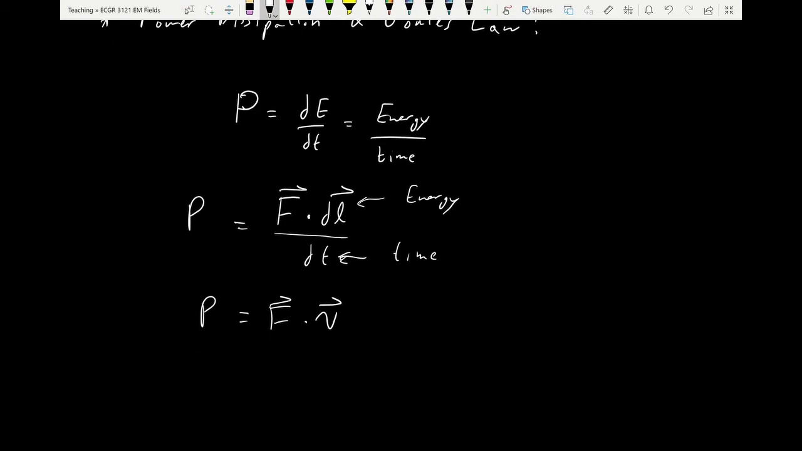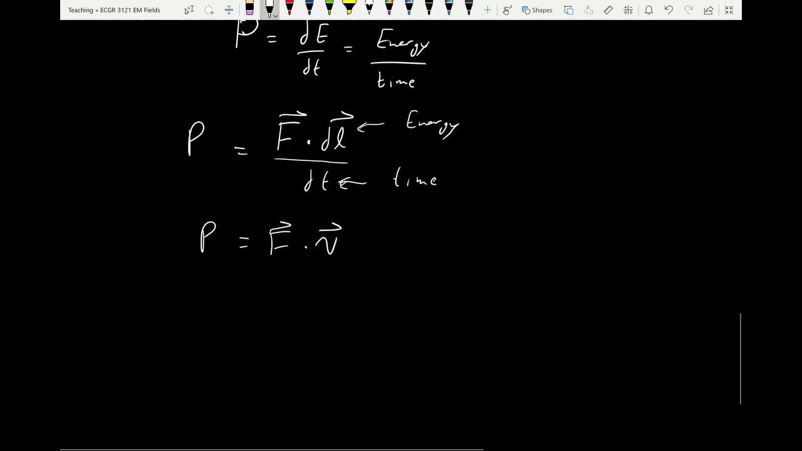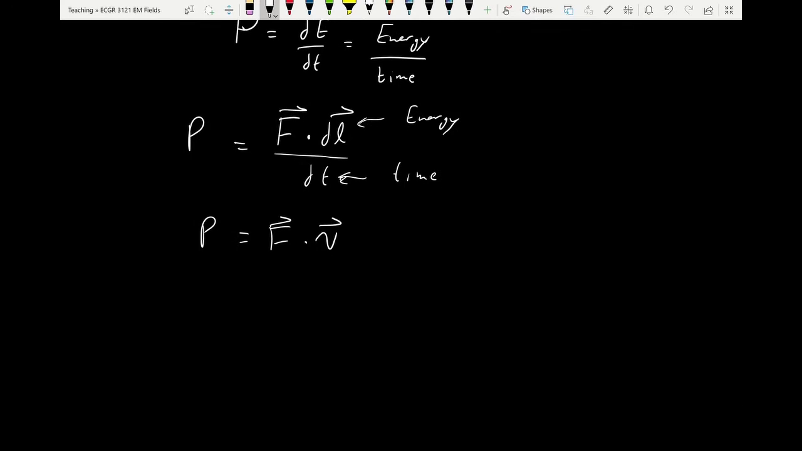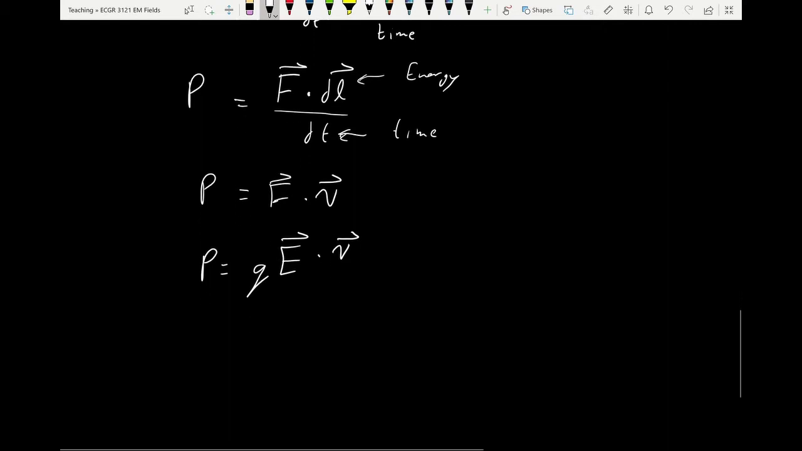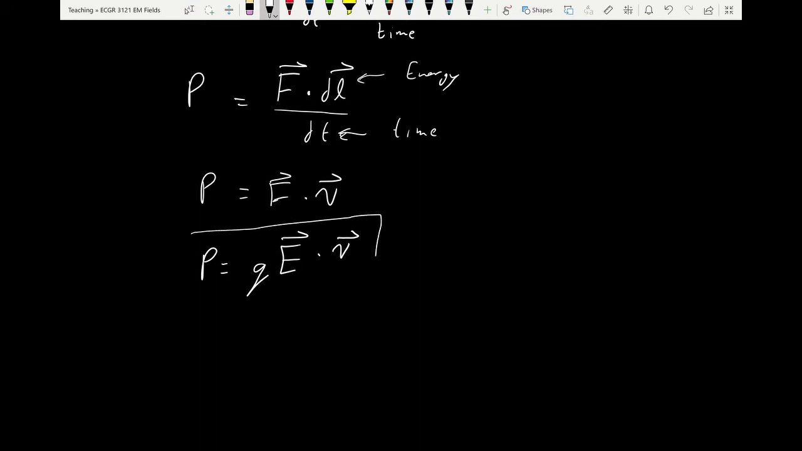This is true for any mechanical system or any physical system really. But for an electrical system where we have an electric field, we know that the force is Q, the charge of the particle, times E, dot V, right? So this would be the form of the power dissipated due to the movement of a single charge.